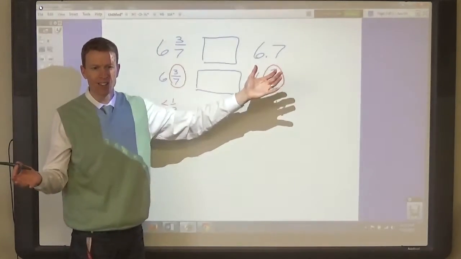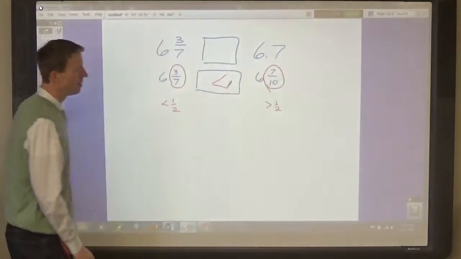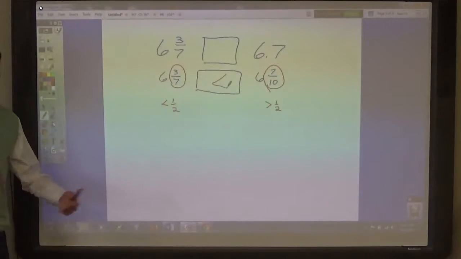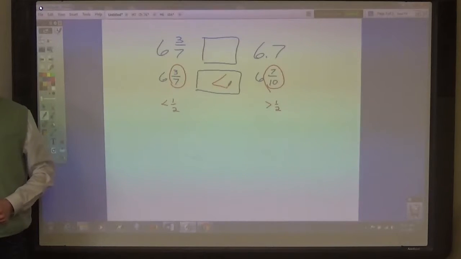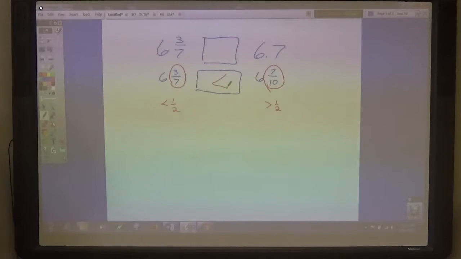Which one would be bigger? 6 and a little bit more than half would be bigger than 6 and a little less than half. Using estimation, you can compare numbers that way. All right? Any questions on that? That can be really helpful in comparing numbers.